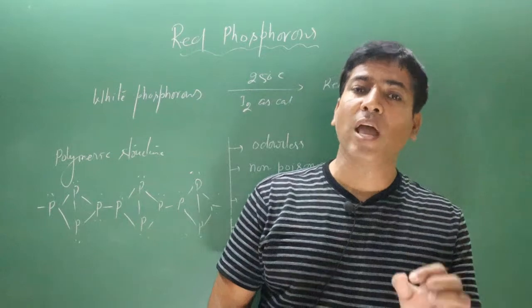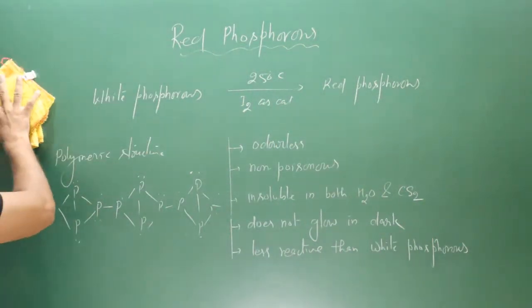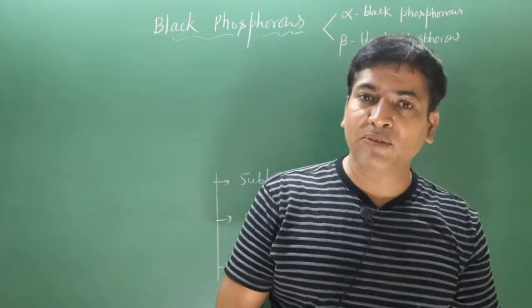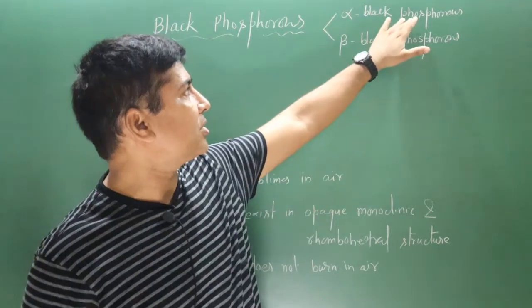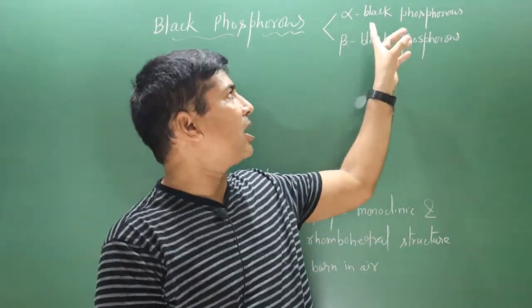Now let's move on to black phosphorus. Next we have black phosphorus. Black phosphorus is present in 2 different forms. One is alpha black phosphorus and the other is beta black phosphorus. One by one we discuss. First we discuss alpha black phosphorus.